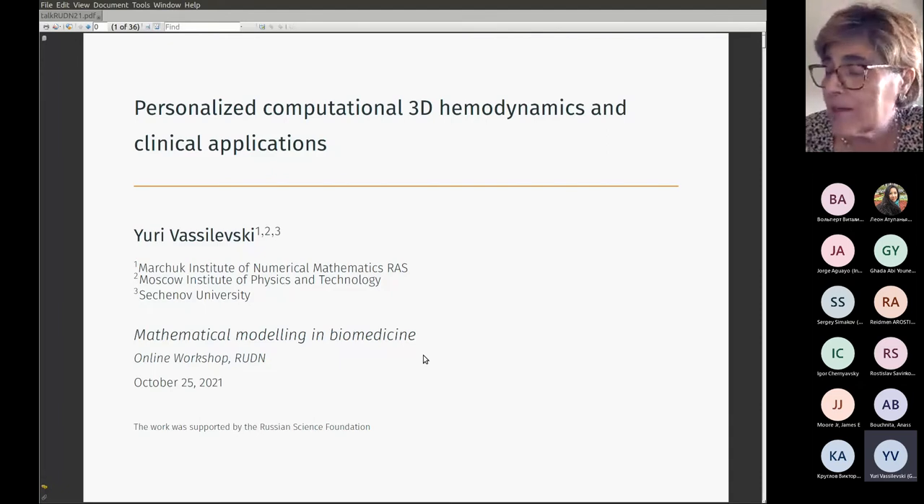Since he's one of the main speakers, I will tell you some words about what I know about Professor Yuri. I know him since several years. So he's a numerical analyst. He works on theory of quasi-optimal mesh generation and adaptation and the iterative methods, discretization methods for PDEs, computational fluid dynamics, computational hemodynamics, and reservoir simulations.